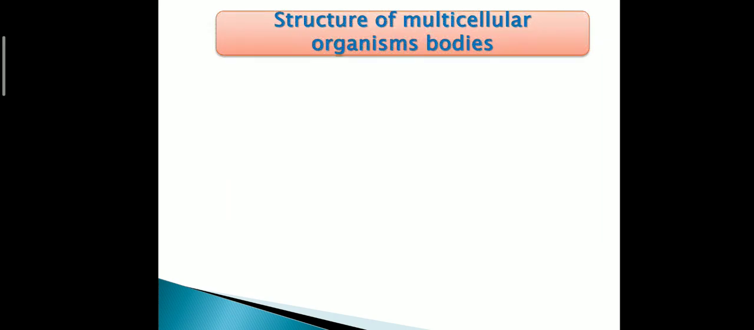After that, we will talk about the structure of multicellular organisms' bodies. As we said before, the human body consists of systems, and each system consists of organs, and each organ consists of tissues, and each tissue consists of cells. And we say that the smallest part in the body of a living organism is the cell.